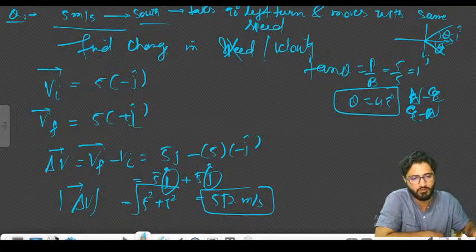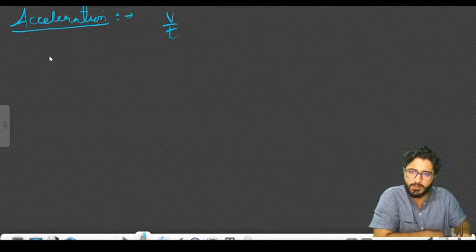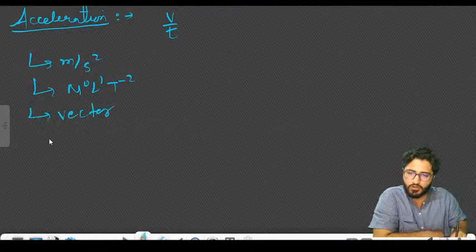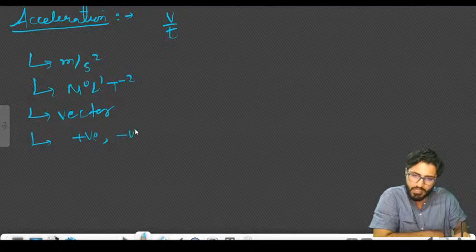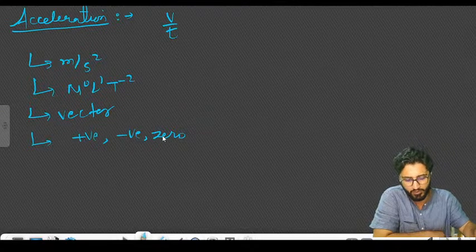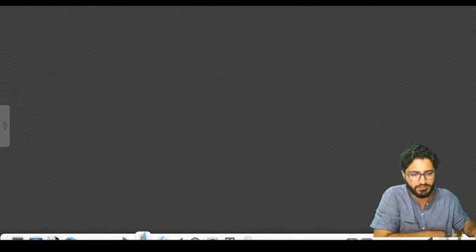Now we are with the last topic, known as acceleration. What is acceleration? It is change in velocity by time. Unit is meter per second square. Dimensional formula is M0 L1 T minus 2. And it is a vector quantity. It could be positive, it could be negative, and it could be zero.